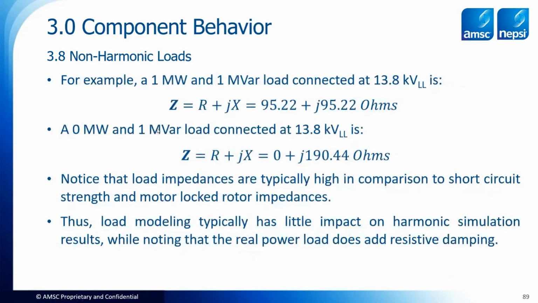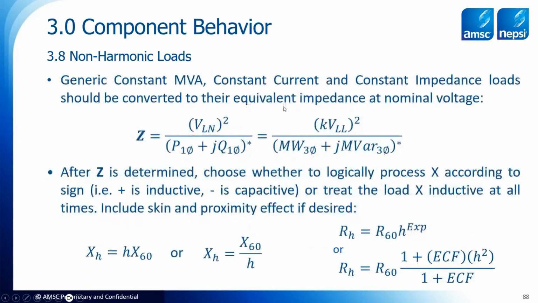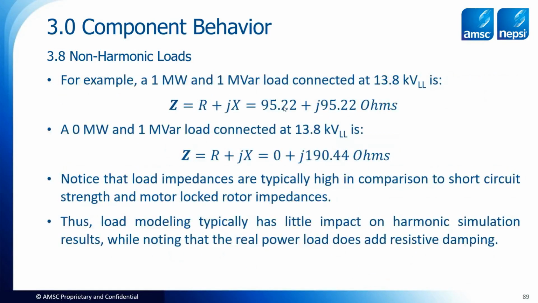Now, for example, a 1 megawatt, 1 megavar load connected at 13.8 kV, you can run through the equations from this first equation on the page to here, and you'll generate that Z, the impedance, 95 ohms for each R and X. If you had a 0 megawatt and 1 megavar load connected at 13.8 kV, you're going to have 0 plus j190.44.